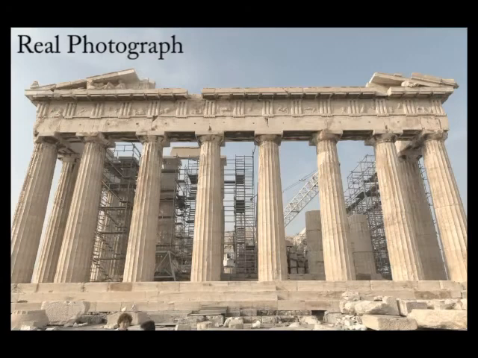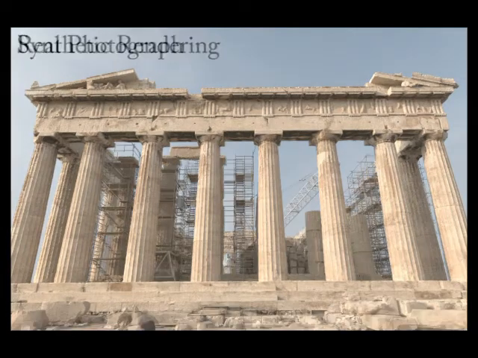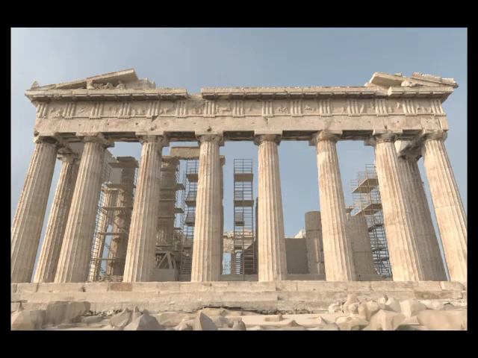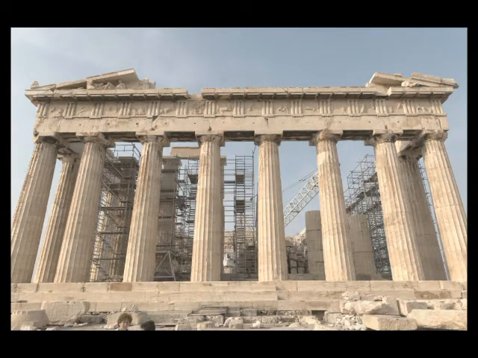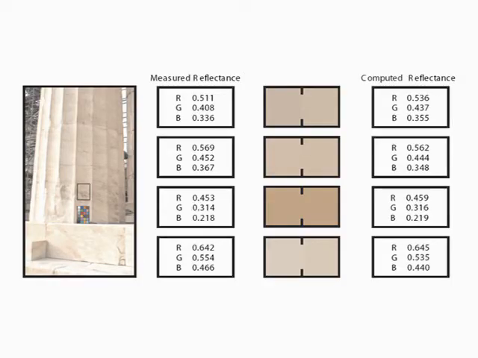Here we see a real photograph compared with a synthetic rendering of the model made using lighting captured at the same time as the photograph. These comparison photographs are one indication that the reflectance properties derived are largely accurate. In the paper, we also compare results to ground truth reflectance measurements.